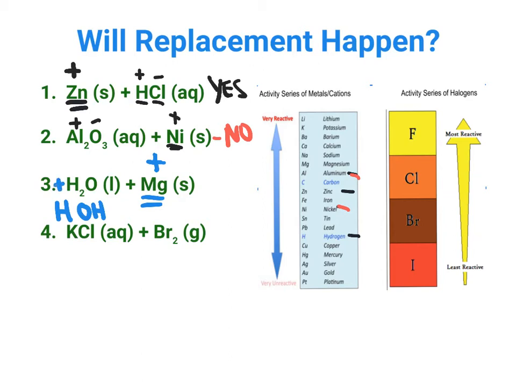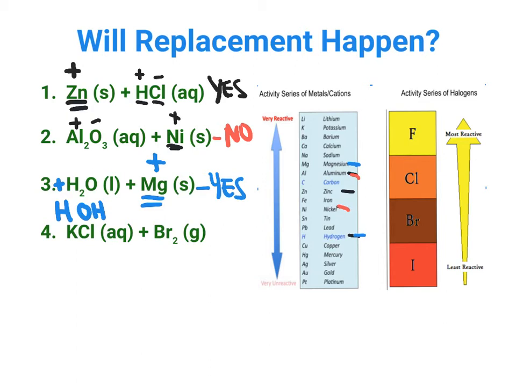H is the cation, it's the plus, so magnesium is going to replace hydrogen. Magnesium is here, hydrogen is down here, so this reaction will occur. And we'll talk about how to do it later, but whenever you have single replacement with water, think of water as the compound HOH. It'll make it easier.